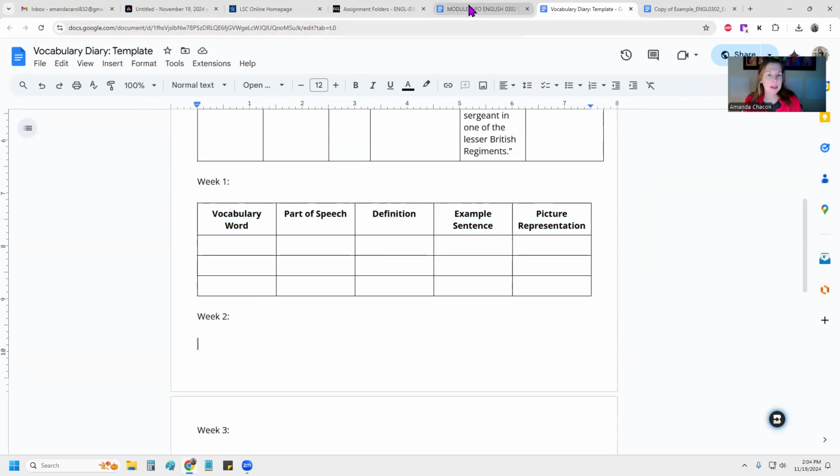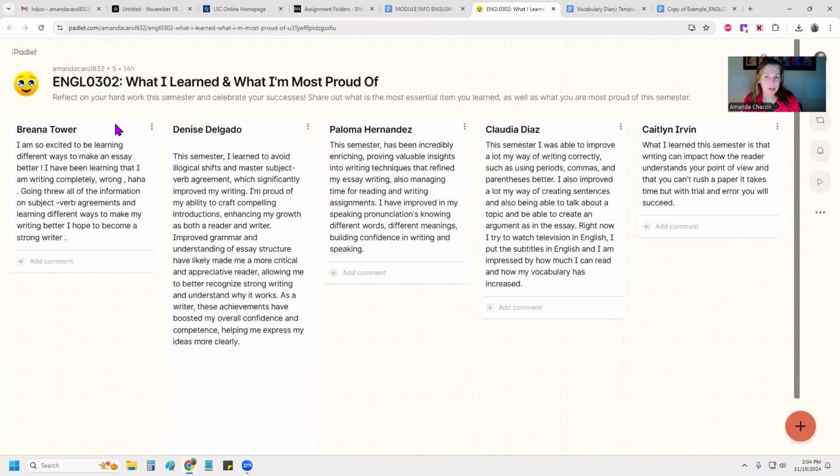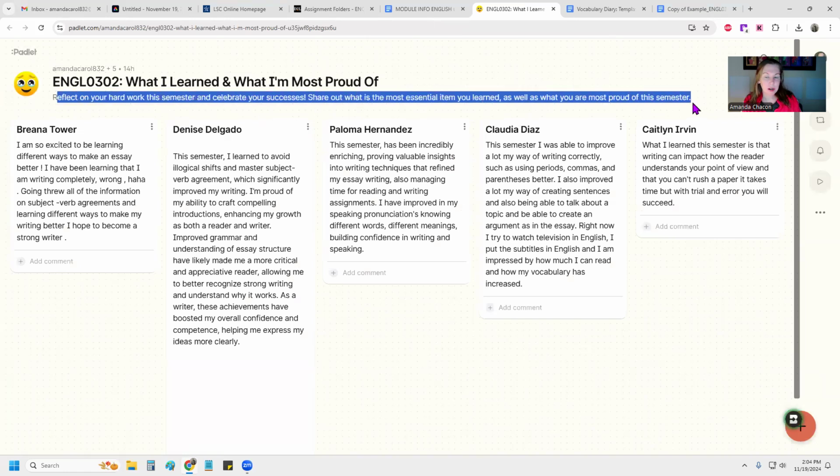Okay. Then the Padlet is the final thing before the final exam. The Padlet is where you just post the most essential item that you learned and what you are most proud of this semester. And that's it. As always, please let me know if you have any questions.